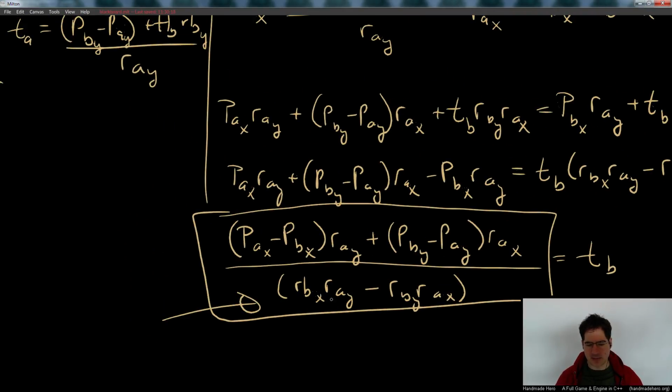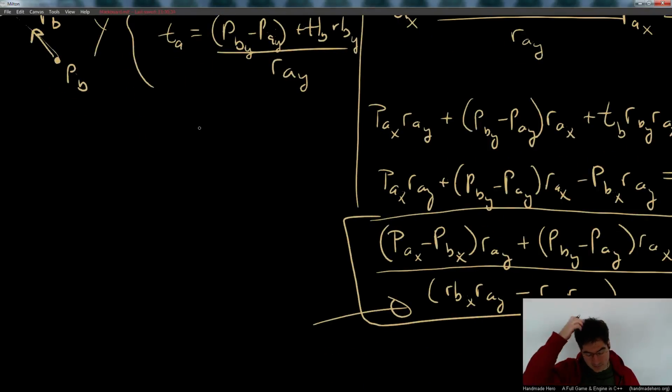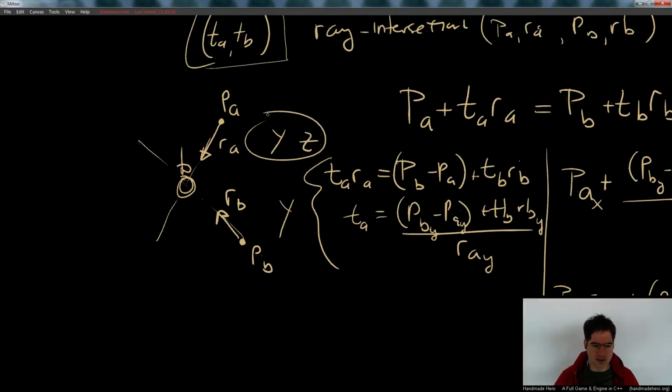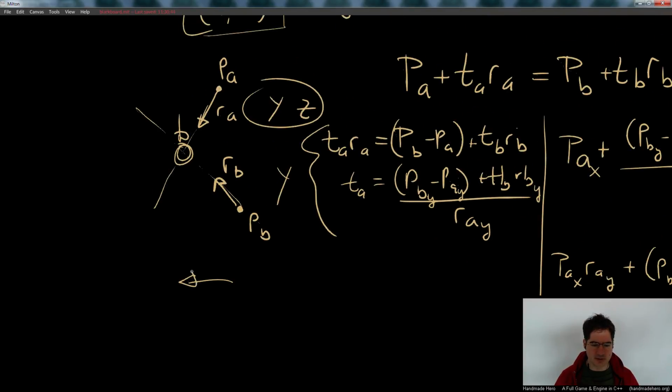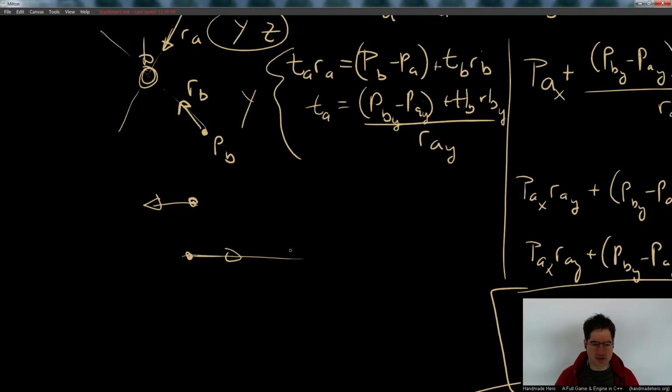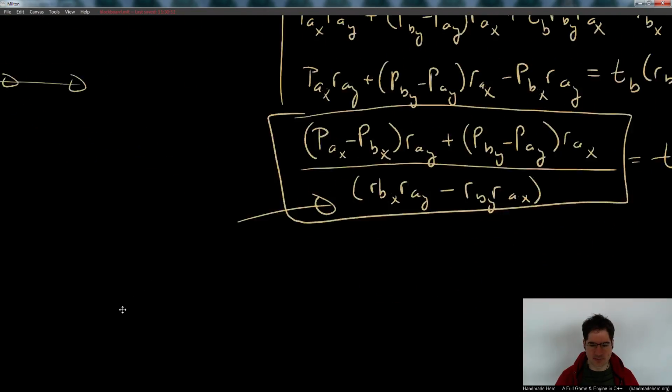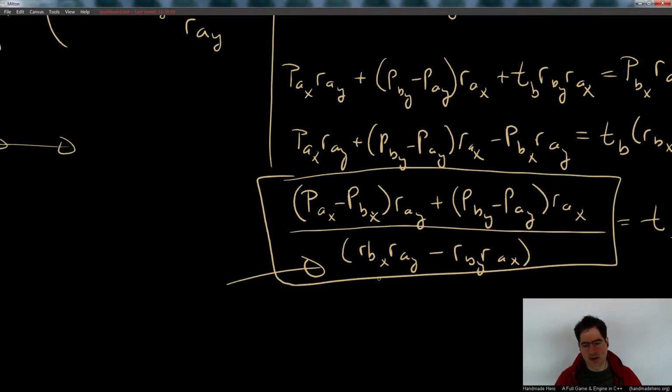So you can see if RBX RAY minus RBY RAX is 0, then we can't solve this equation because you can't divide something by 0, right? It's not just an infinity or something like that. It's actually undefined in terms of the math we're trying to solve in this case. And that actually corresponds to a pretty straightforward case. It corresponds to the case where these 2 vectors are parallel, right? Because if these 2 vectors are parallel, they'll never hit each other. You know what I'm saying?